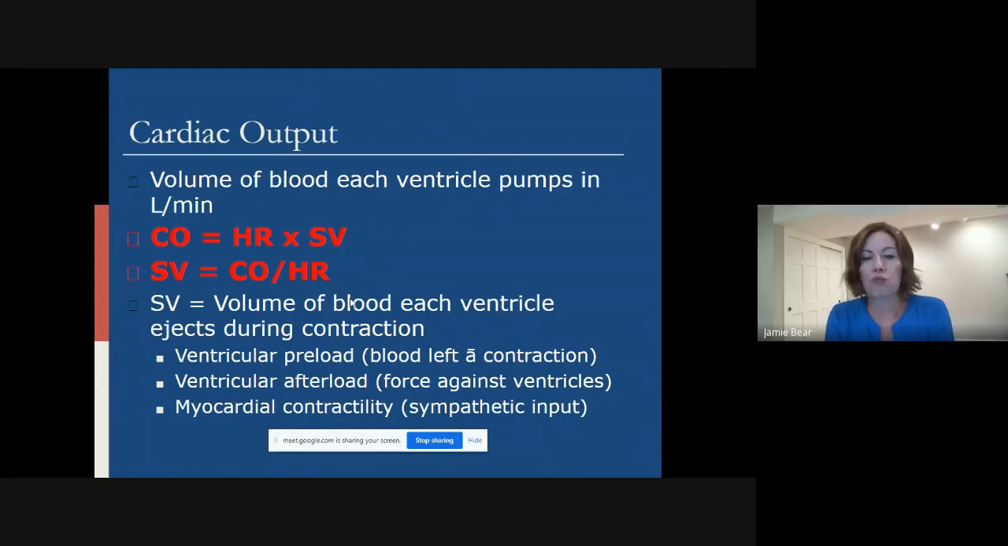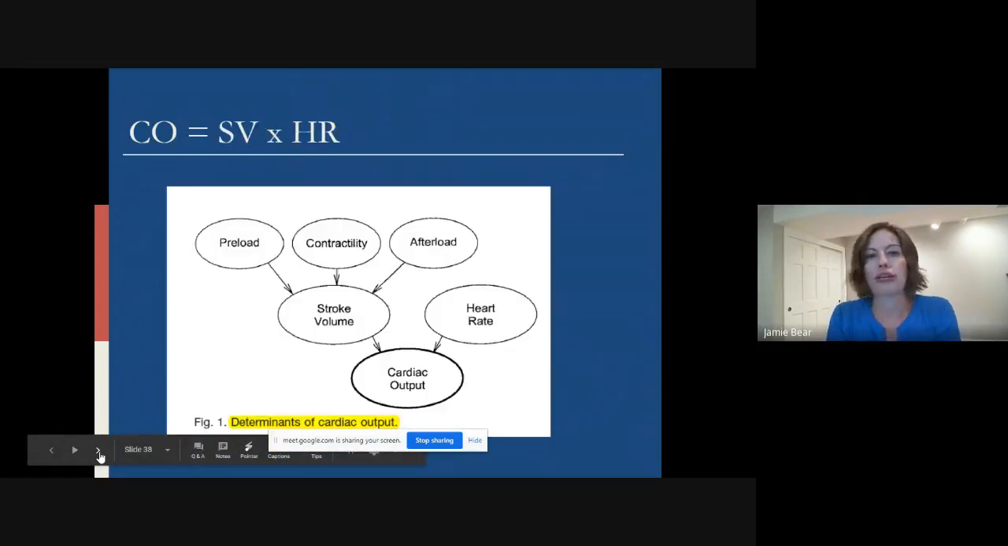So stroke volume is made up of 3 different components: preload, afterload, and myocardial contractility. Preload, afterload, and contractility make up our stroke volume, which is the amount of blood pumped by the ventricles in each contraction. And then our heart rate is how many times per minute our heart contracts. Normal is 60 to 100. That's our pulse. All that together makes up our cardiac output.